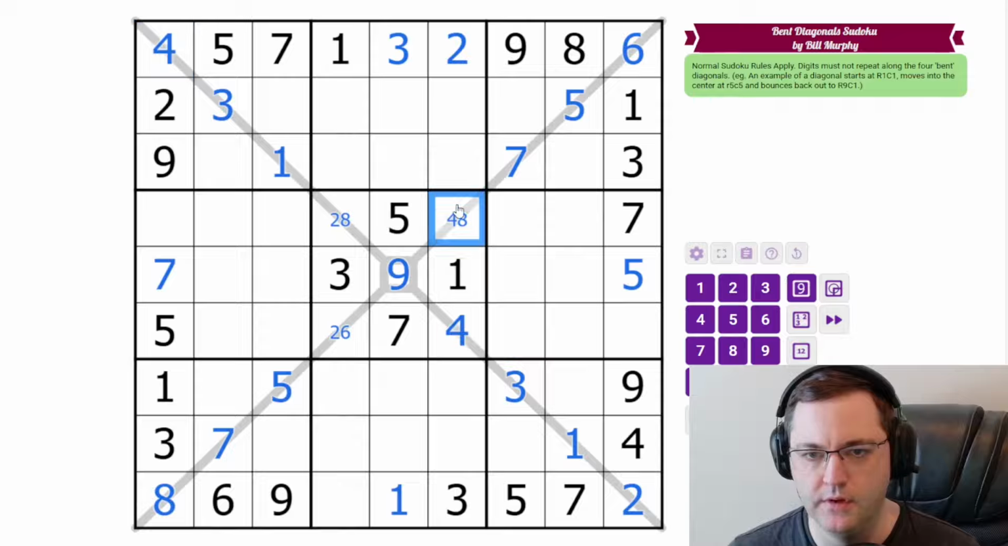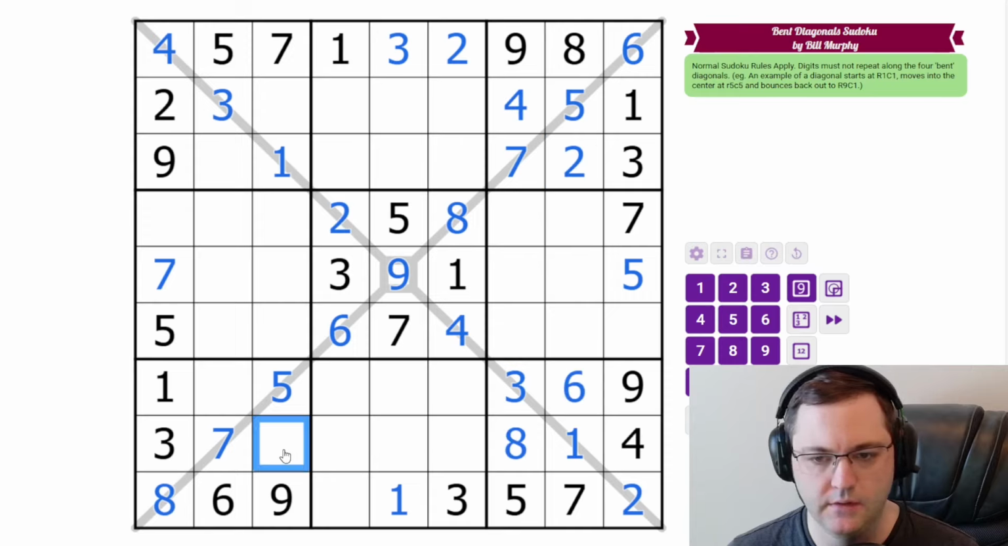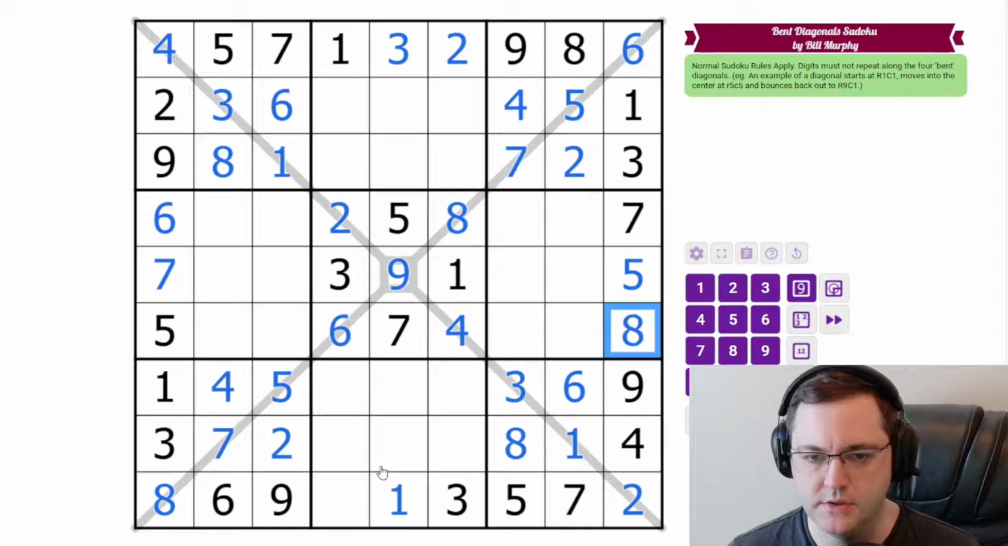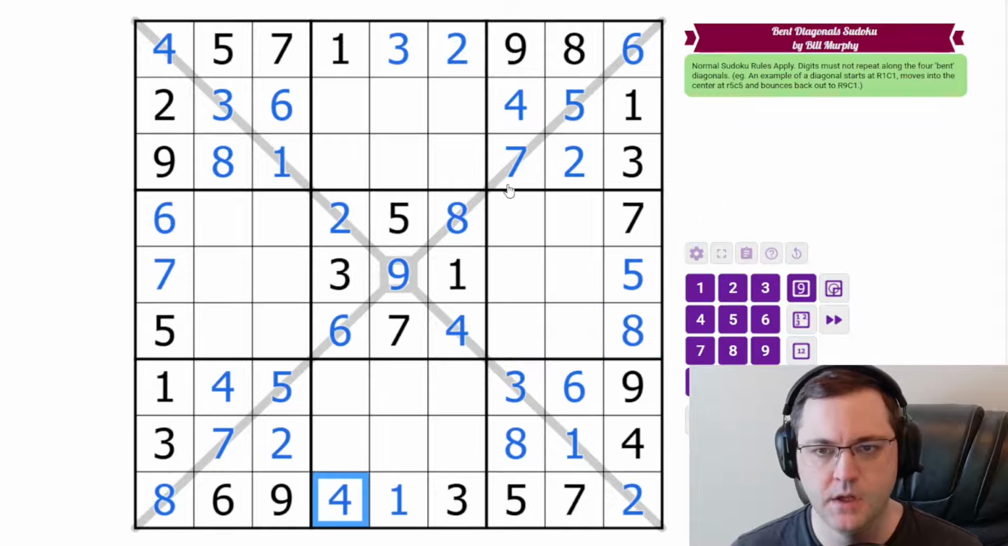That 4 is here, and we get those. And now we just finish off with our remaining digits in the corners. 2 means that's 4, 2. This is 6, 8. This is 2, 4. This is 8, 6. We can fill in our remaining edge digits like that.